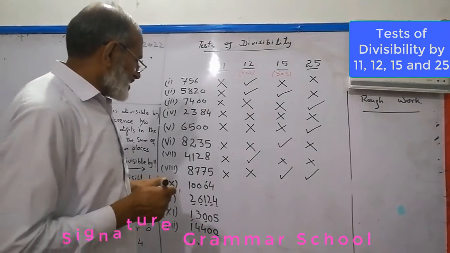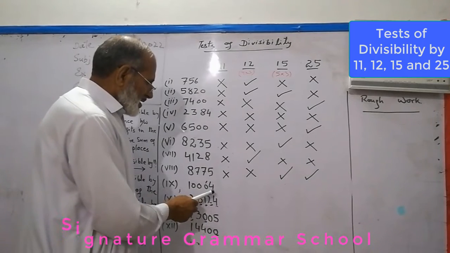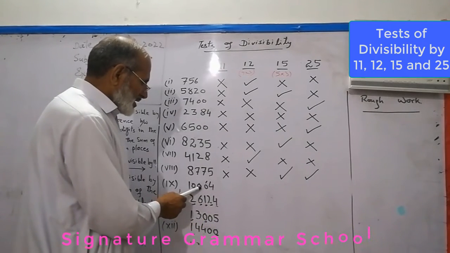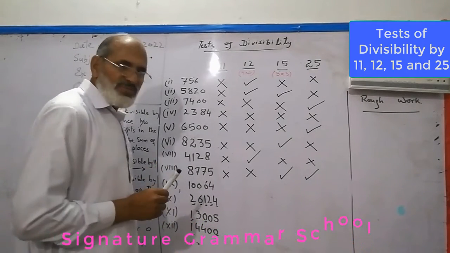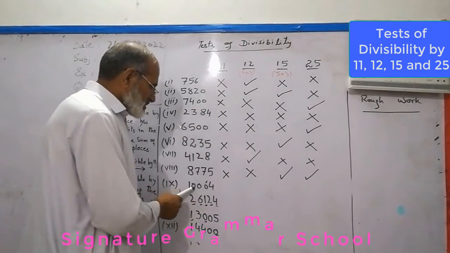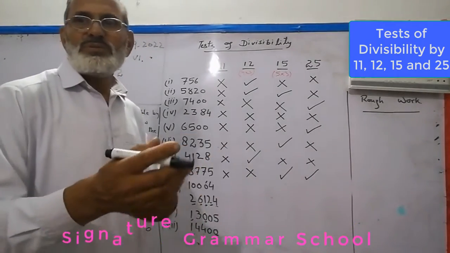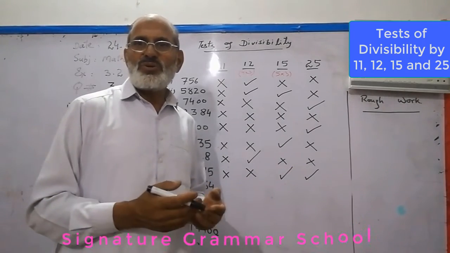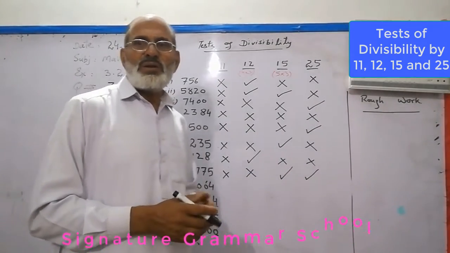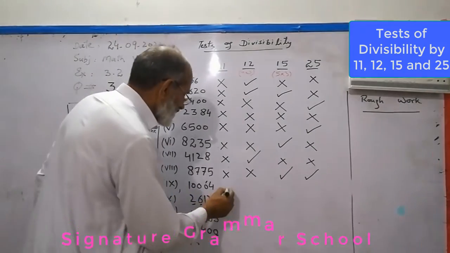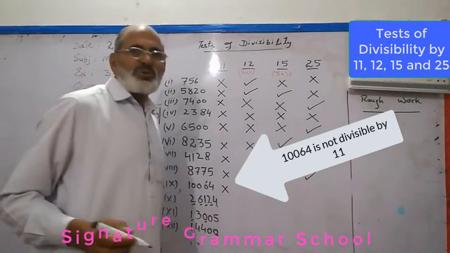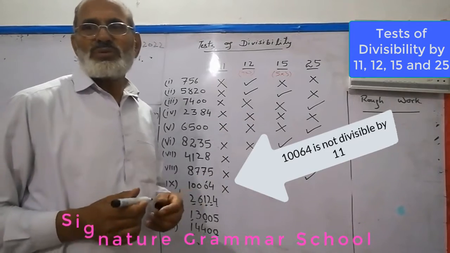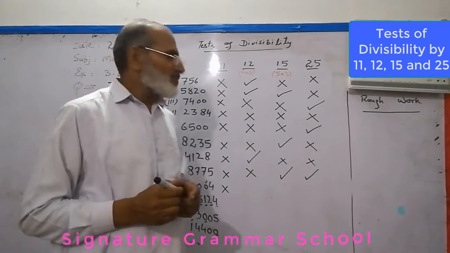10,064. If I take the sum total of the digits at odd places, it is 4 and 0 and 1, 5, and at even places 6 and 0, 6. If you subtract 5 from 6, the answer will be 1. It's not 0, and 1 can't be divided by 11. Both of the conditions are not met. Here, I'll put a cross, which means that this value is not divisible by 11.